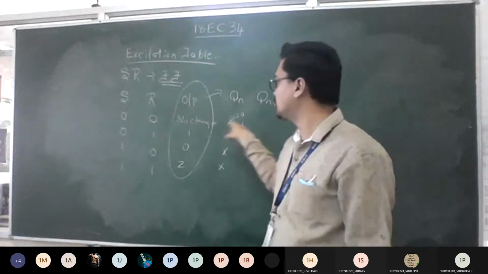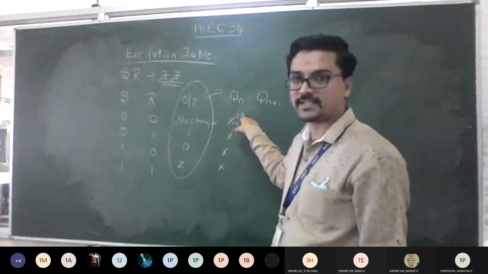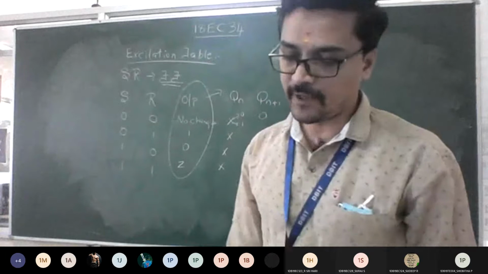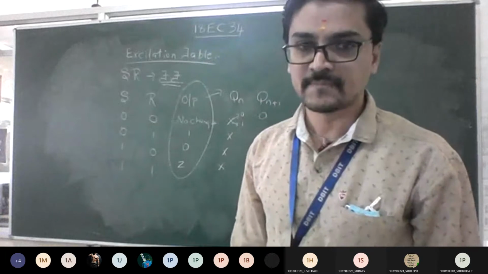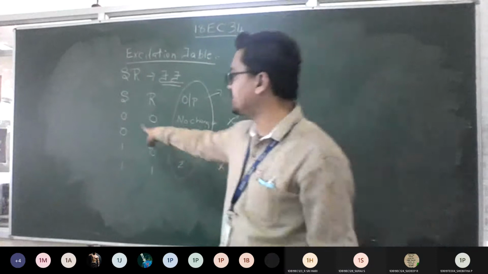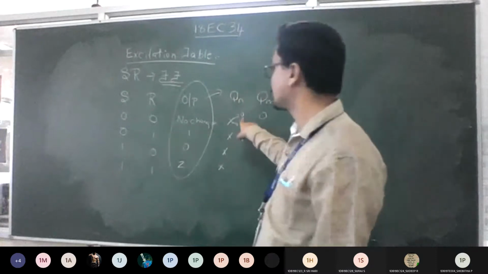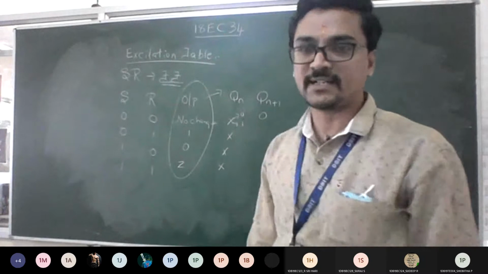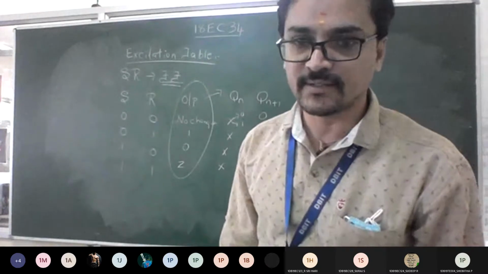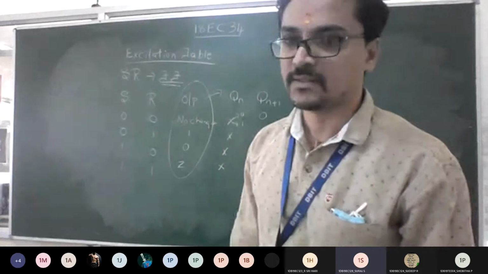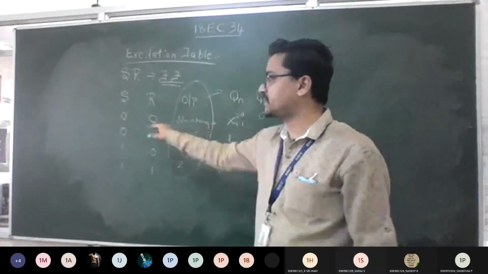So then what is your Qn plus 1 now? If it is 0, 0, if your present state is 0, next state is also 0. That is what the first condition is, right? No change. So if input is 0, 0 and Q is 1, that is your present state is 1, what will happen for next state? That is also 1 only. Right or wrong? Yes, sir.